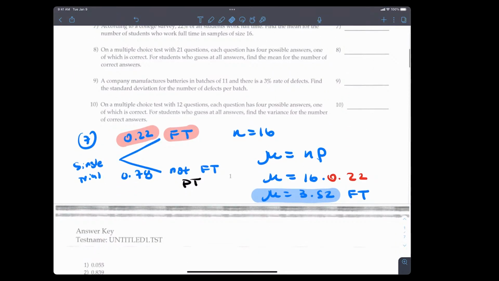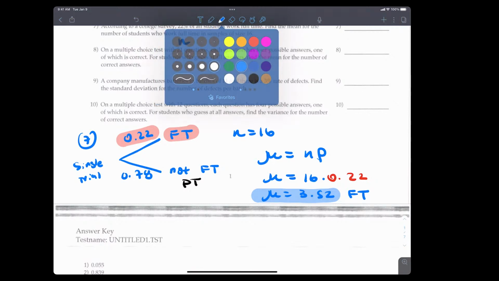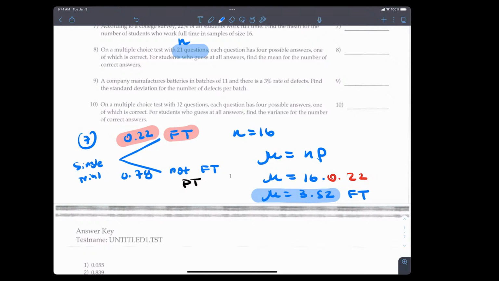Number 8 is a multiple choice test with 21 questions. So kind of by now, you go, I know what that is. N is 21. Yeah. Each question consists now of what? 4 possible answers. All right, so what does that mean? For each question, the probability you guess correct is 1 out of 4, which is 0.25, just so you guys know. That's what that information always means. If there's 4 possible answers, the probability you're not correct, the complement, is 3/4, or 0.75. So I just got that information by reading that each question has 4 possible answers.